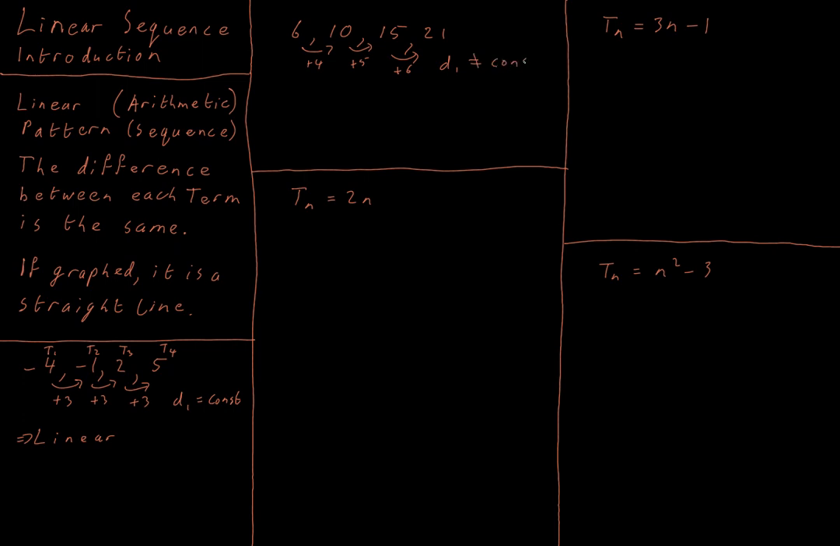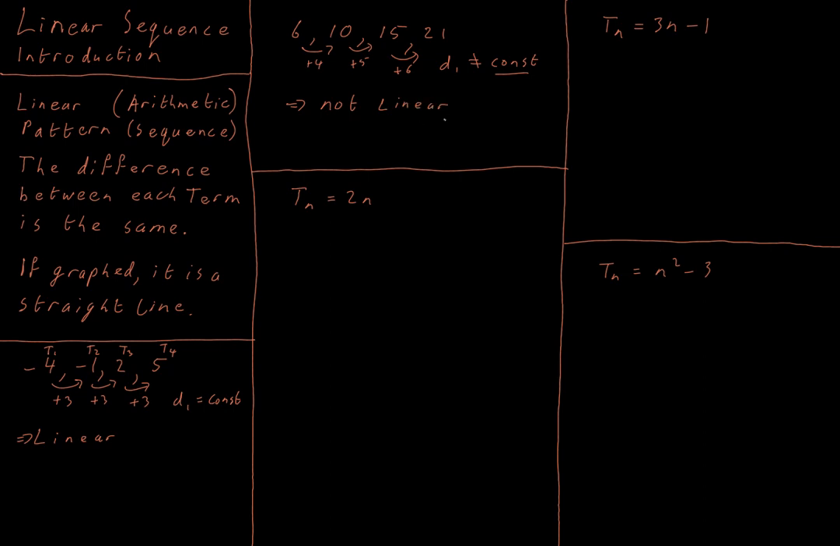It's changing all the time. So it's not constant. Therefore, it's not linear. And this is a very important idea as we get into more advanced issues. Is the difference always going to be the same? Is the first difference always going to be the same? And if it isn't, then we do not have a linear pattern.